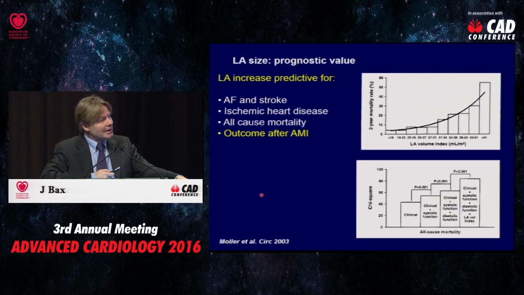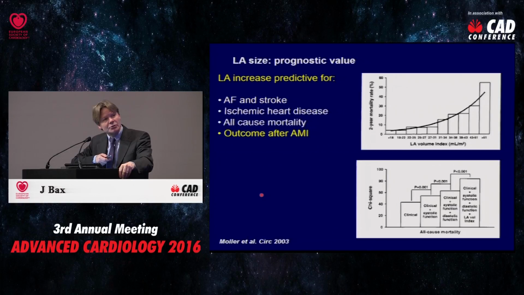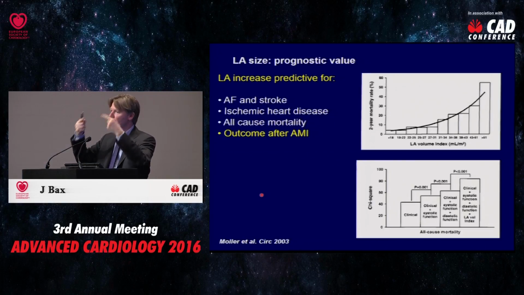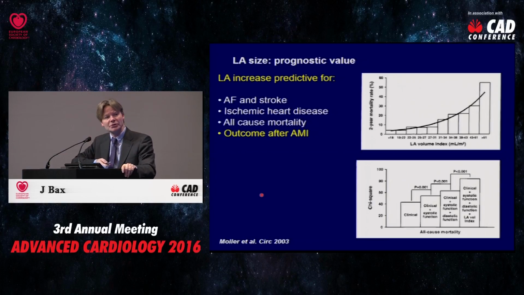LA size, increasing LA size, is also predictive for outcome after acute infarction. You see here the LA volume, and when it goes up, mortality goes up also. But again, this is probably indirect, also reflecting atrial fibrillation. Larger size results in more atrial fibrillation, which results in more events.